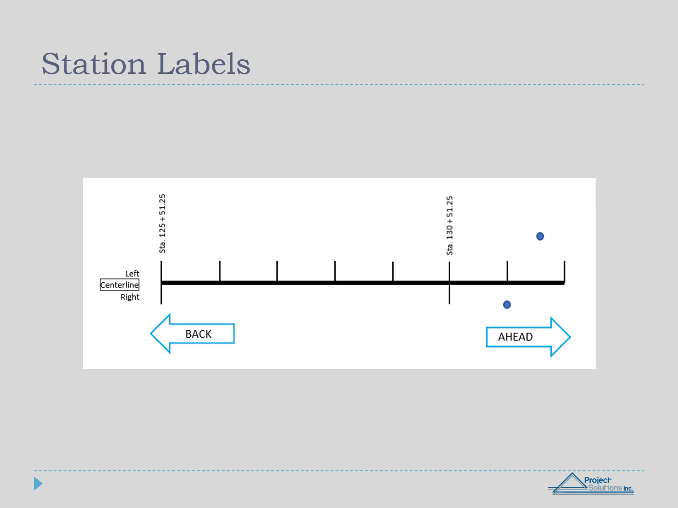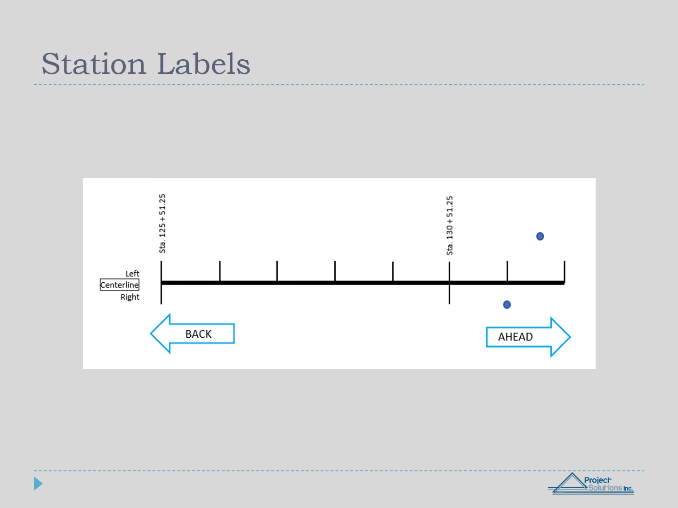Let's take a look at the next example. Here we have a horizontal line called the center line. Each tick mark represents one station and is labeled every 5 stations. Station labeling does not have to lie on a whole station. In this example, the stations have 51 feet, 3 inches attached to each label, as seen by the plus 51.25.